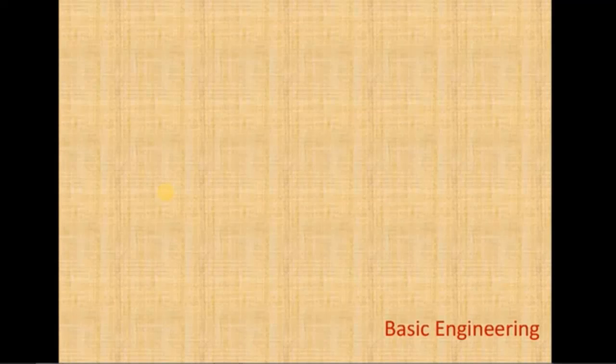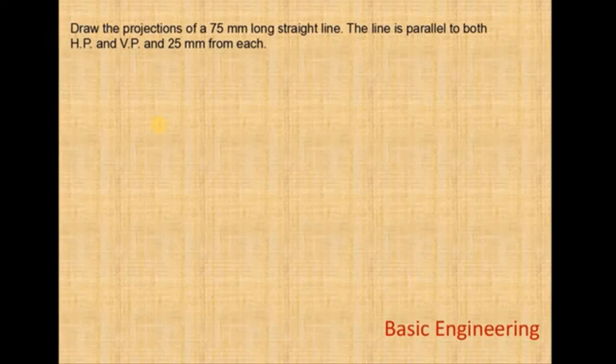Today we will discuss projections of lines when the line is parallel to both HP and VP. Draw the projections of a 75 mm long straight line. The line is parallel to both HP and VP and 25 mm from each. That means 25 mm from the HP and 25 mm from the VP.